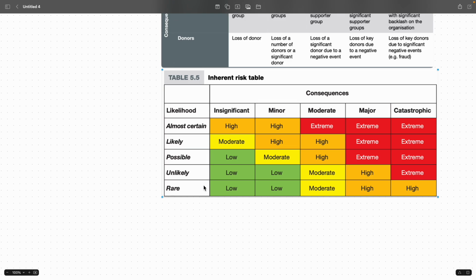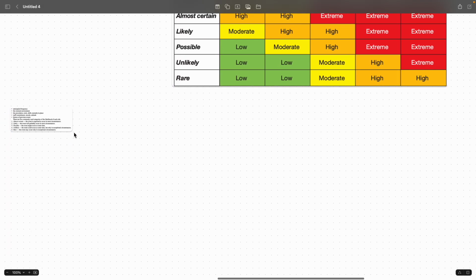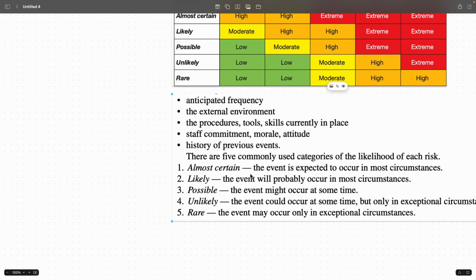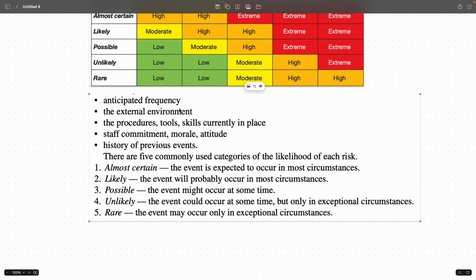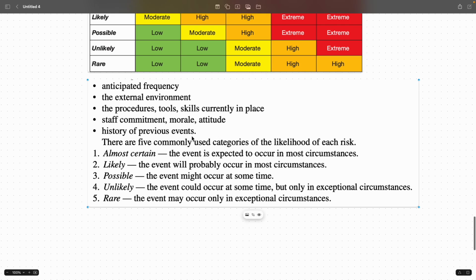Unlikely. The answer would be the event could occur at some time, but only in exceptional circumstances. So you need to pick from the 5 categories. Make sure you know the classification here. This is based on anticipated frequency, environment, skills, staff commitment, morale, history, and previous events. All of this will be analyzed.